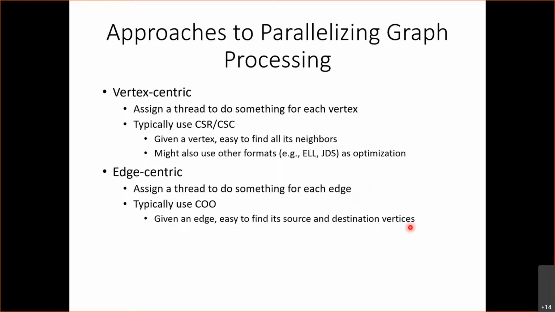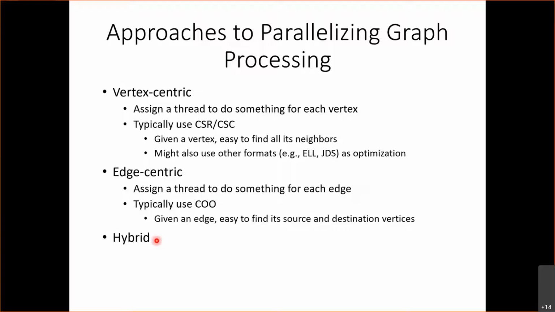Okay, so there's two major approaches to parallelizing graph processing. One of them is the vertex-centric approach, which typically uses the CSR or CSC representation of the graph. If the graph is symmetric, these two are equivalent. Or there's the edge-centric parallelization approach, which typically uses a COO representation. Now, in some cases, I may actually need to keep around both a CSR and a COO representation. This is called a hybrid representation.